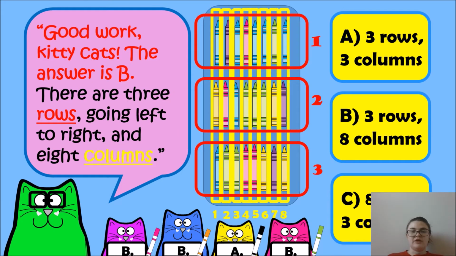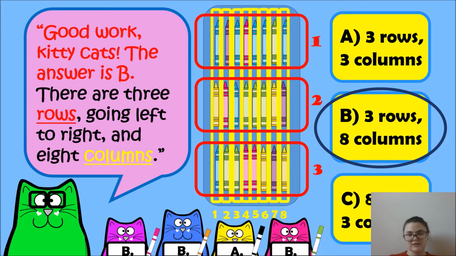Good work! The answer is B. There are 3 rows going left to right and 8 columns. We can see the 3 rows when we look at the red. 1, 2, 3. And there's 8 columns going up and down. 1, 2, 3, 4, 5, 6, 7, 8. Did you get the answer B? It looks like most of our cats did.